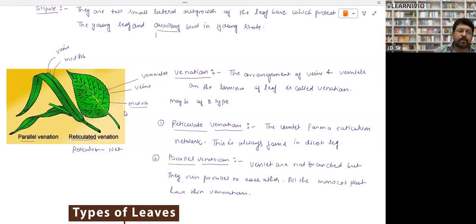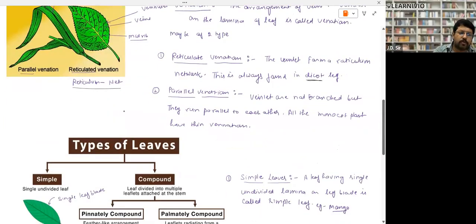That is important. Venation, that is the arrangement of veins or veinlets on the lamina of the leaf, is called venation. Veins are basically made up of xylem and phloem, right? It may be reticulate or parallel venation. Reticulum means net, a network-like structure. The veinlets form a reticulum network. This is always found in dicot leaf. Parallel venation is always found in monocot leaf.